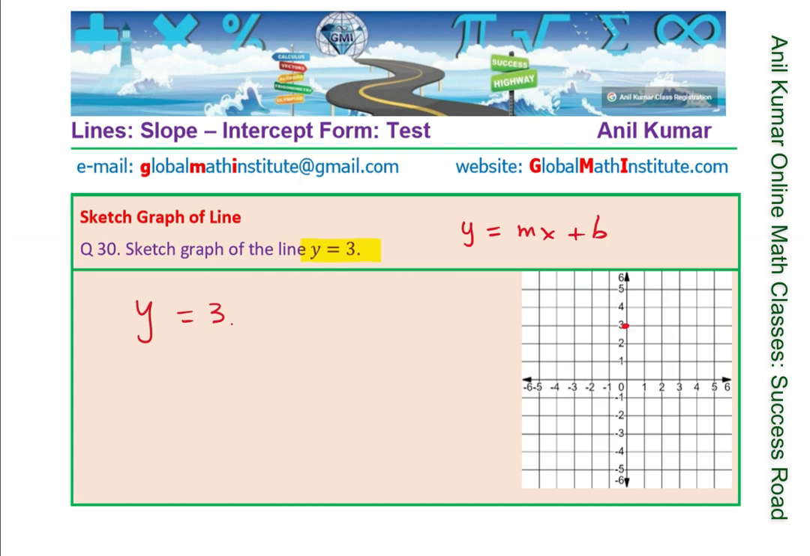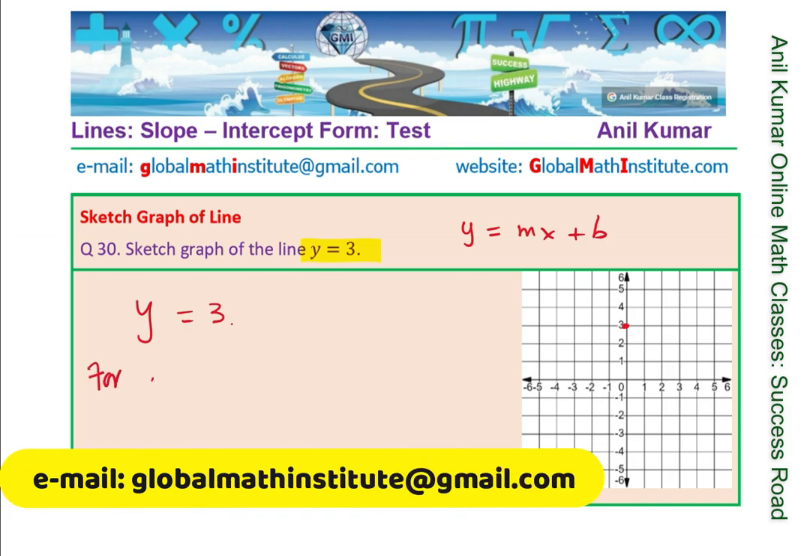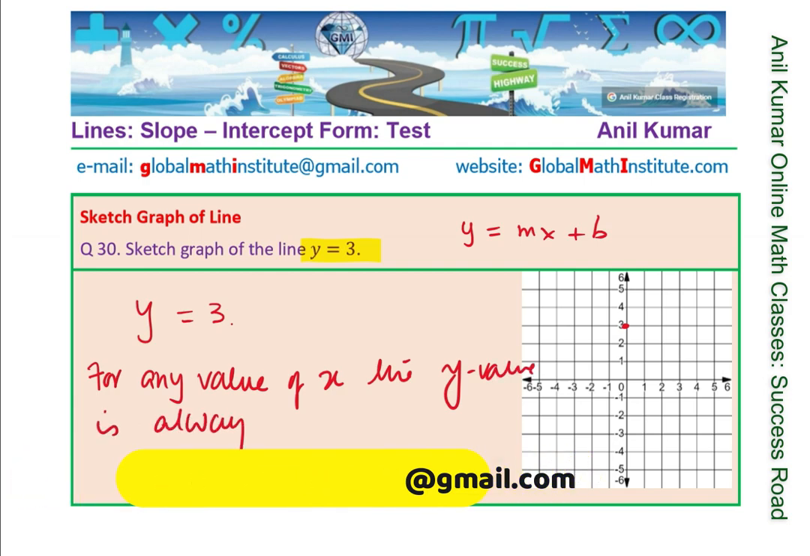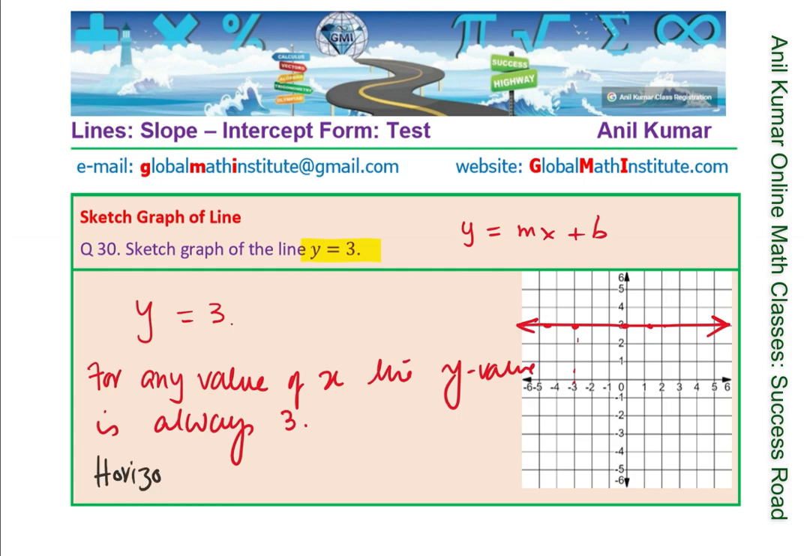Well, y equals 3 means for any value of x, the value of y is 3, right? So it means for any value of x, the y value is always 3. That you can achieve only by drawing a horizontal line. Do you see that? So for any x value, the y value is 3. You get the idea, right? So it's a horizontal line. Perfect. You understand? So y equals 3 is a horizontal line.